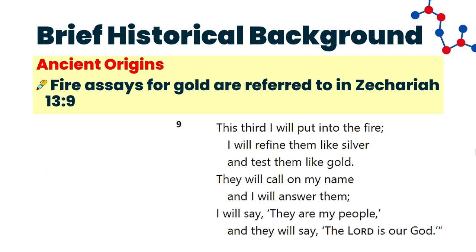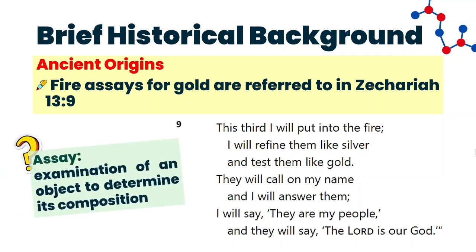Now let's connect science with a bit of history. Gold has always fascinated people, not just in science but in history and culture too. In fact, the practice of testing gold through fire is so ancient that it's even mentioned in the Bible. We can see here, Zechariah 13:9 talks about it as a way of refining and proving purity. Let's read. This third I will put into the fire. I will refine them like silver and test them like gold. They will call on my name and I will answer them. I will say they are my people and they will say the Lord is our God. The word assay means examination of an object to determine its composition.